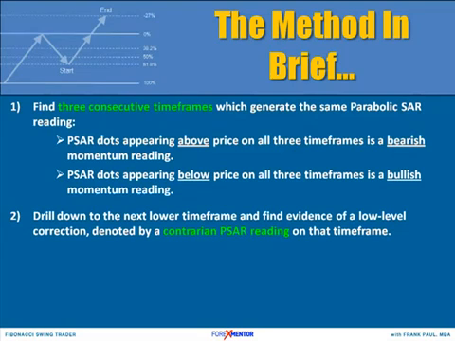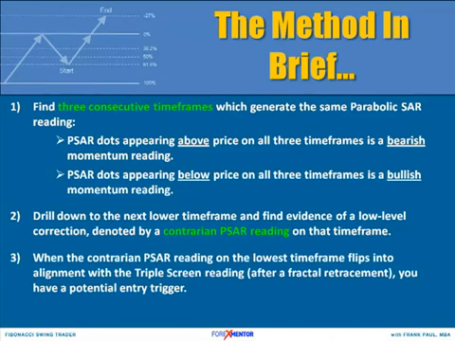After we've done that, we drill down to the next lower time frame and find evidence of a low-level correction denoted by a contrarian parabolic SAR reading on that time frame. So let's say our triple screen reading was on the daily, 4-hour, 1-hour charts, and let's say it was a bullish reading. What we're specifically looking for when we drill down to the next lower time frame, the 15-minute chart, is a contrarian reading, a parabolic SAR reading that specifically runs contrary to that on the 3 higher time frames. And we use that information to try and find evidence of a low-level retracement.